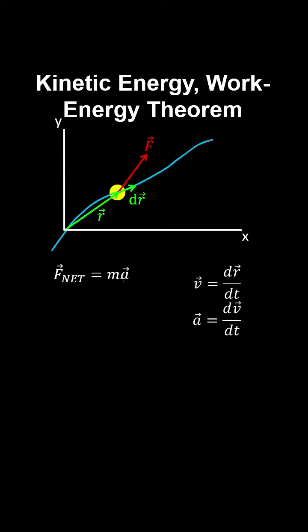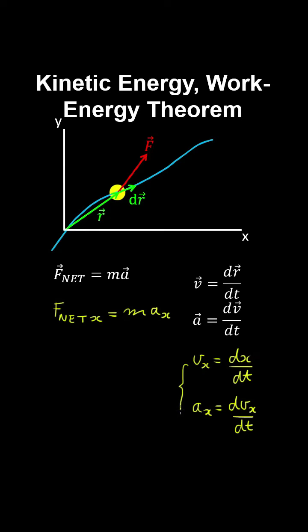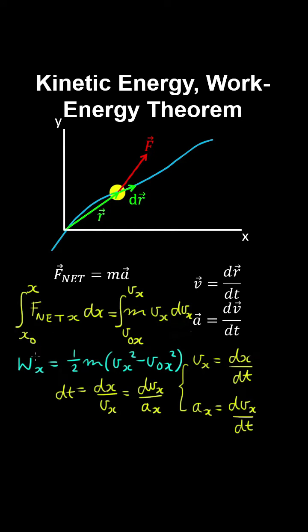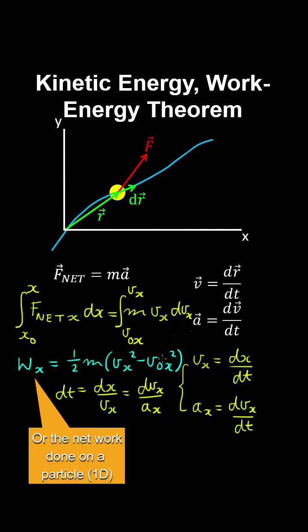Consider Newton's second law and the velocity and acceleration vectors in multiple dimensions. Well, the one-dimensional analogues of these equations are as follows, and now we can eliminate dt between these equations, and then substitute for ax into Newton's second law. And if we separate the variables and integrate both sides of this equation, we obtain the following expression. And this is the work-energy theorem, which states that the work done by the forces acting on a particle is equal to the change in its kinetic energy.